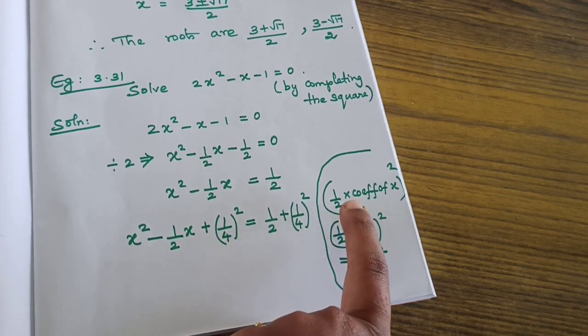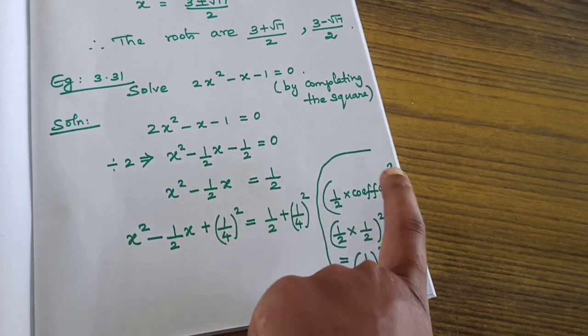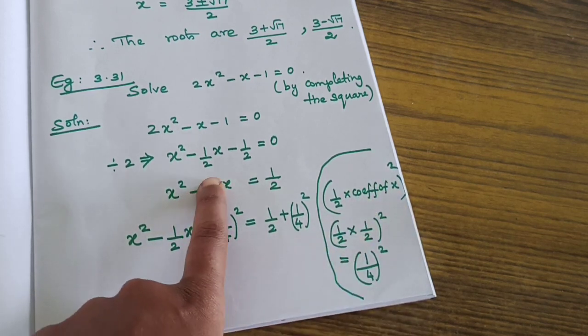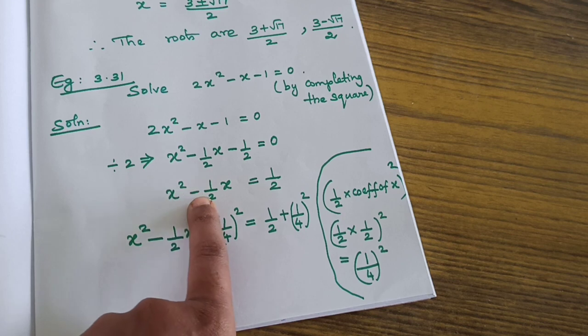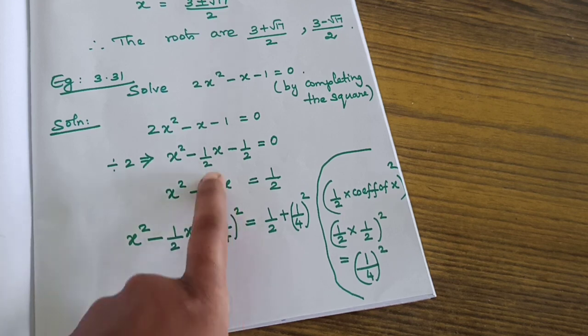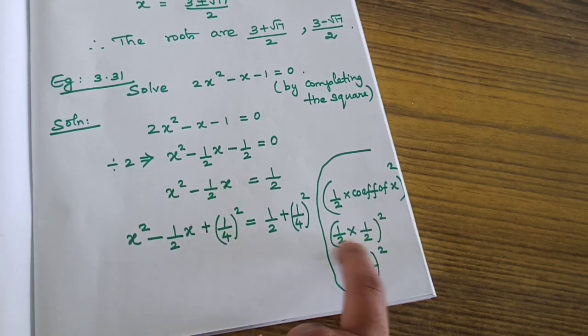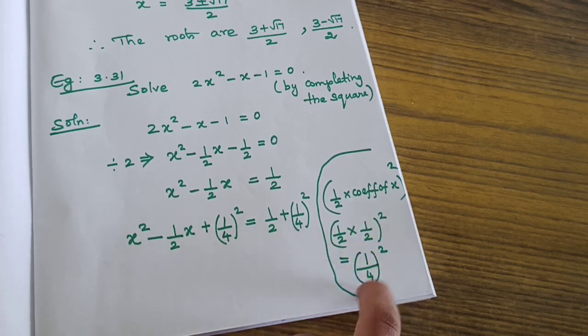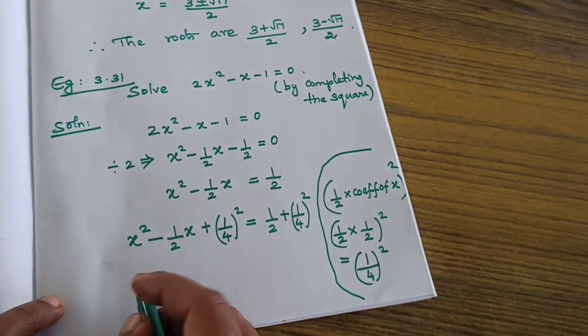Then fourth step, we want to apply the formula. What is the formula? Half into coefficient of x the whole square. So half into coefficient of x means minus 1 by 2 only, no need to take the sign, number alone. So 1 by 2. So 1 by 2 the whole square, which is equal to 1 into 1, 1; 2 2s are 4, the whole square. Okay.